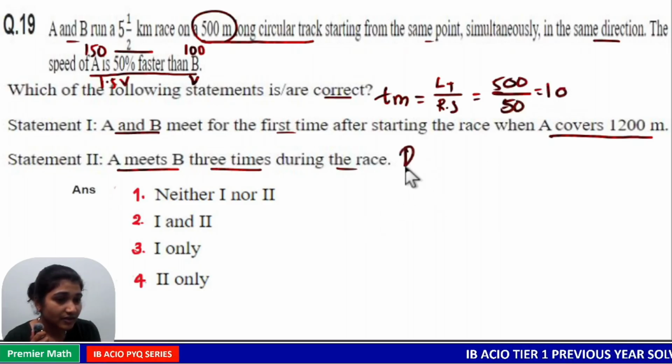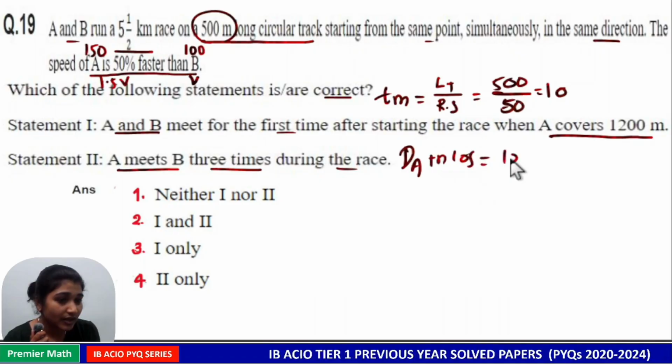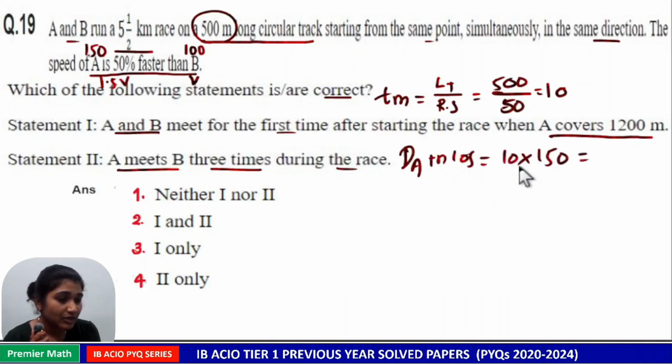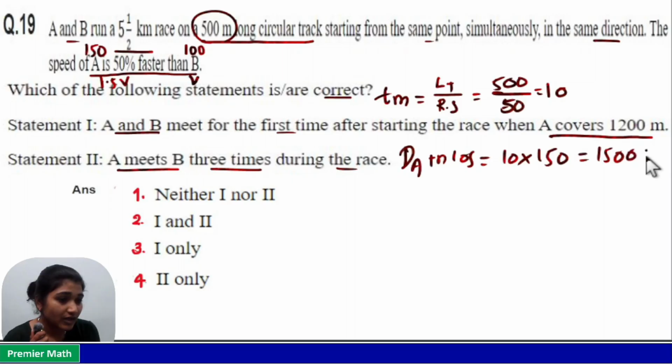Then the distance traveled by A in that 10 seconds is equal to 10 into speed of A, which is 150 meter per second. So this is 1500 meter, but here it is 1200. So statement 1 is incorrect.